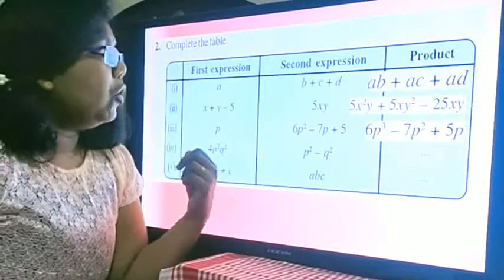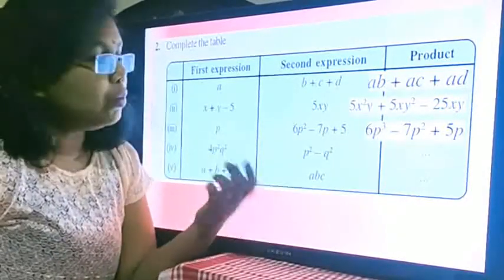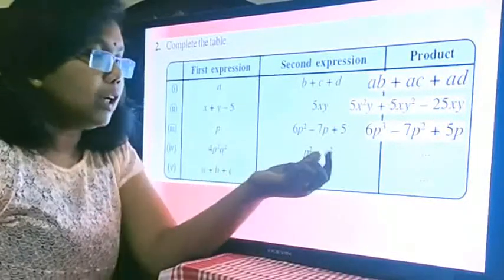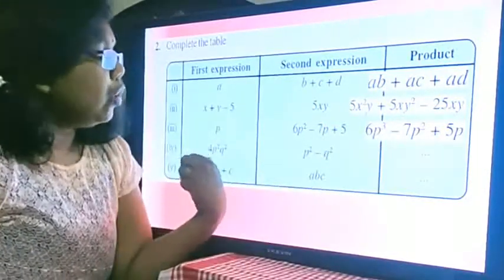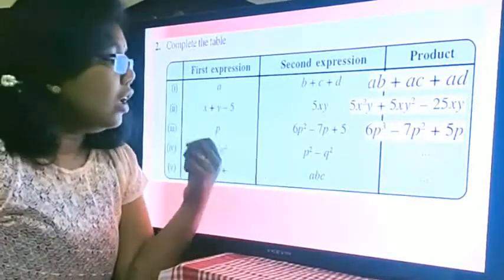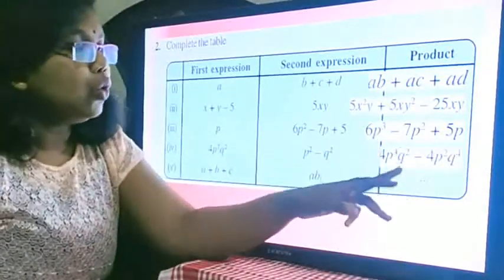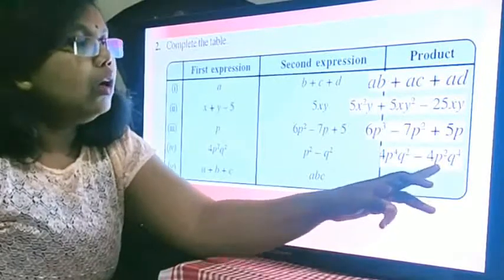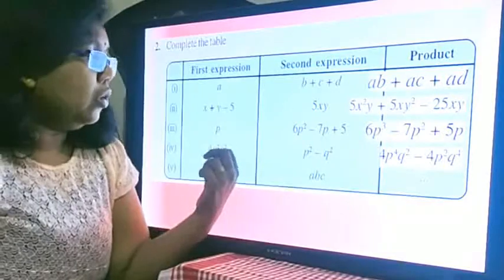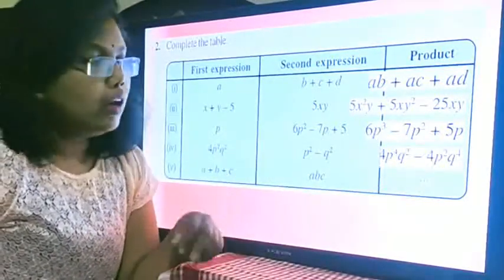This monomial 4p squared q squared multiplies p square minus q square. The same process, 4p square q square multiplies p square, and 4p square q square multiplies negative q square. So when 4p square q square multiplies with p square, the powers are added. So 2 and 2 make 4. So the answer would be 4p raised to 4 q squared minus 4p squared q raised to 4, because the power of q is 2 and 2. So 2 and 2 put together gives us 4, as we have learned in our chapter powers and exponents.